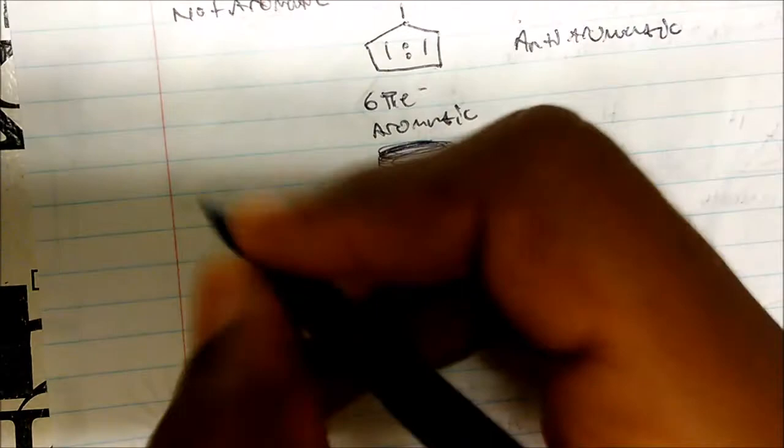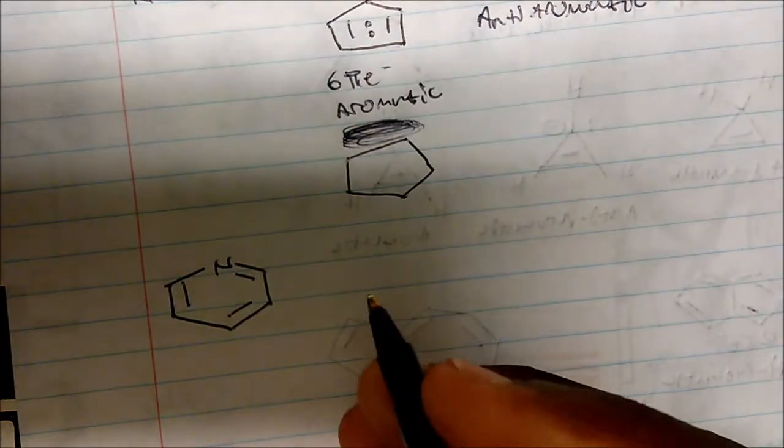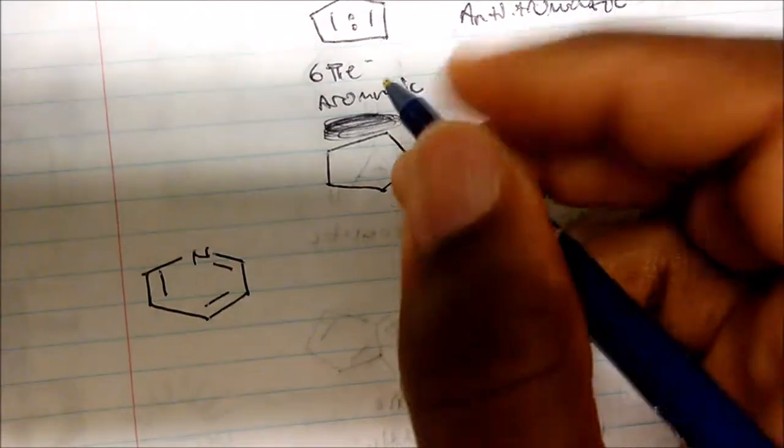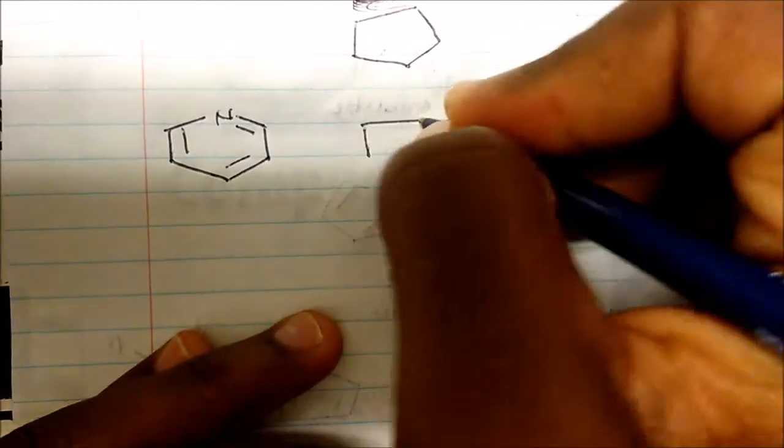Let's take a look at a couple more examples to just get the concept. So what if I were to look at this compound here? Is this aromatic, anti-aromatic, or non-aromatic? And also, I want to take a look at.